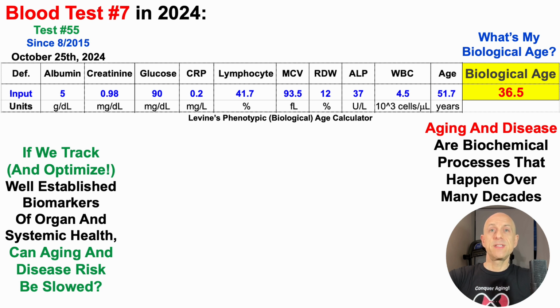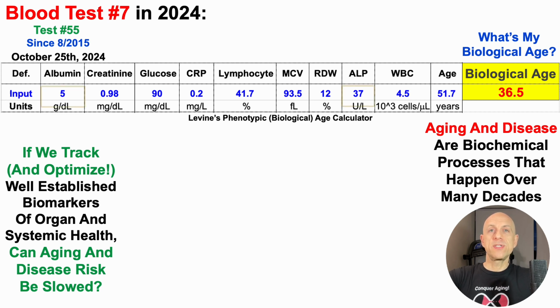And this test is important for many reasons. One is that it's strongly associated with chronological age. A higher biological age using this test is associated with an increased risk of death for all causes, and it includes multiple biomarkers of many different organ systems, which addresses the central premise of this channel.